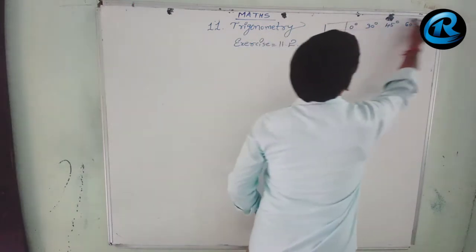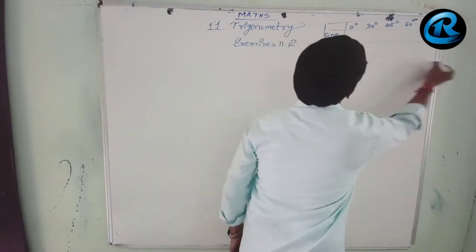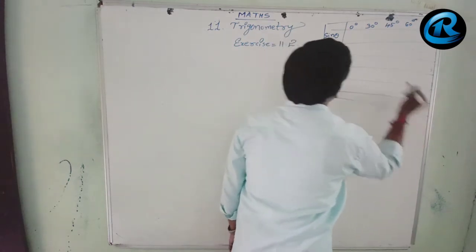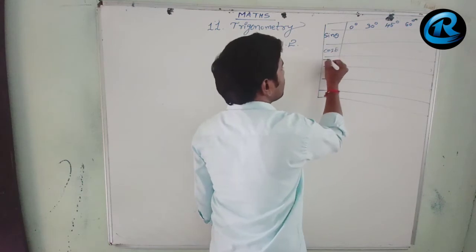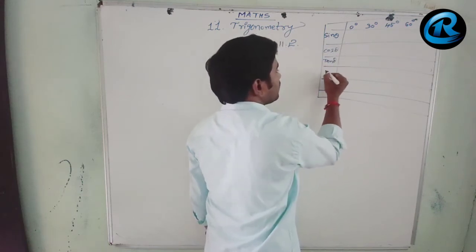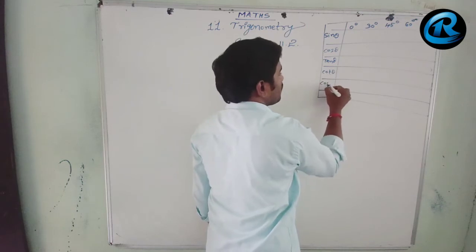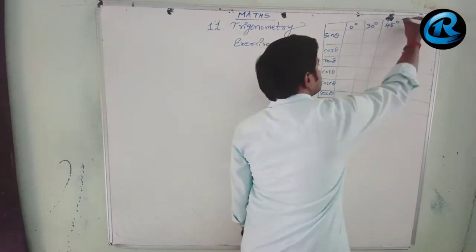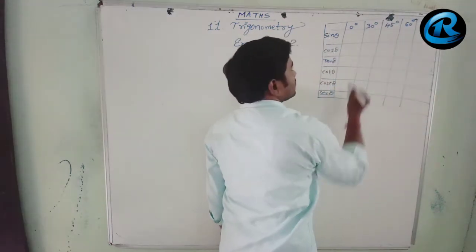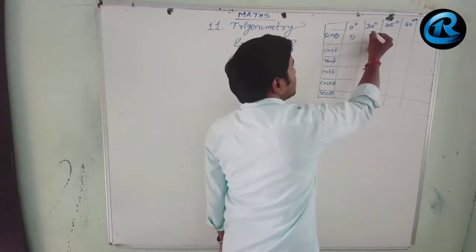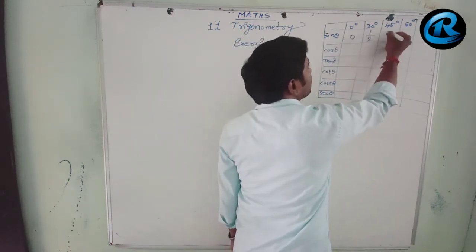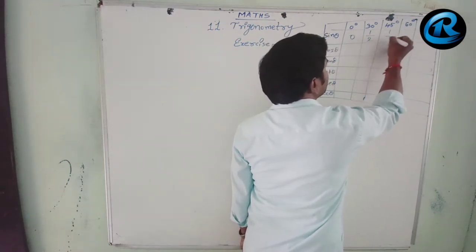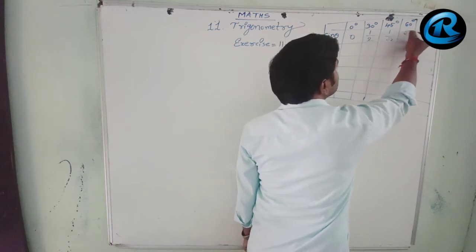So here, already in the previous video I told you how to remember these values in an easy way. Once again let us write all the values: sin theta, cos theta, tan theta, cot theta, cosec theta and sec theta. Sin 0 degrees value is 0. Sin 30 is 1 by 2. Sin 45 is 1 by root 2. And sin 60 is root 3 by 2.